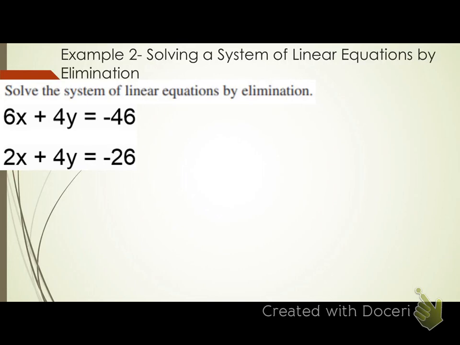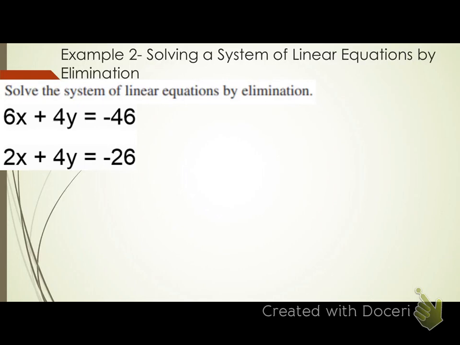Okay, first step. Is everything lined up the way it should be? Yep, x is in a column, y is in a column, constants in a column. We're good with step 1. Step 2, right off the bat, in front of my x's, do I have same number opposite sign? No. In front of my y's, do I have same number opposite sign? No. So in this case, I'm going to have to multiply either one or both of my equations to get same number opposite sign in front of one of my variables. Any ideas what might be best here?